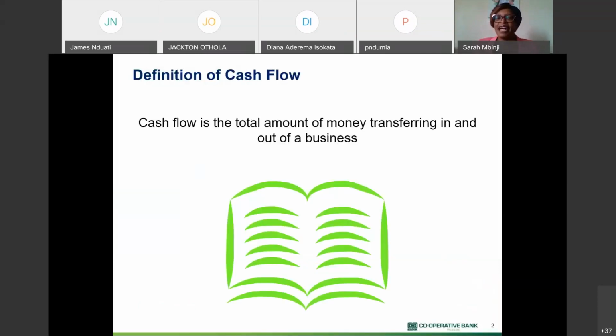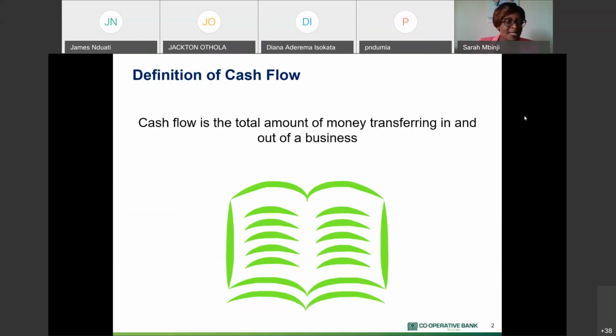Let me start off by just bringing us back up to speed. Diana, kindly help me locate that mic. Cash flow. When we talk about cash flow, what are we talking about? We're looking at the total amount of money that is flowing or being transferred in and out of your business.